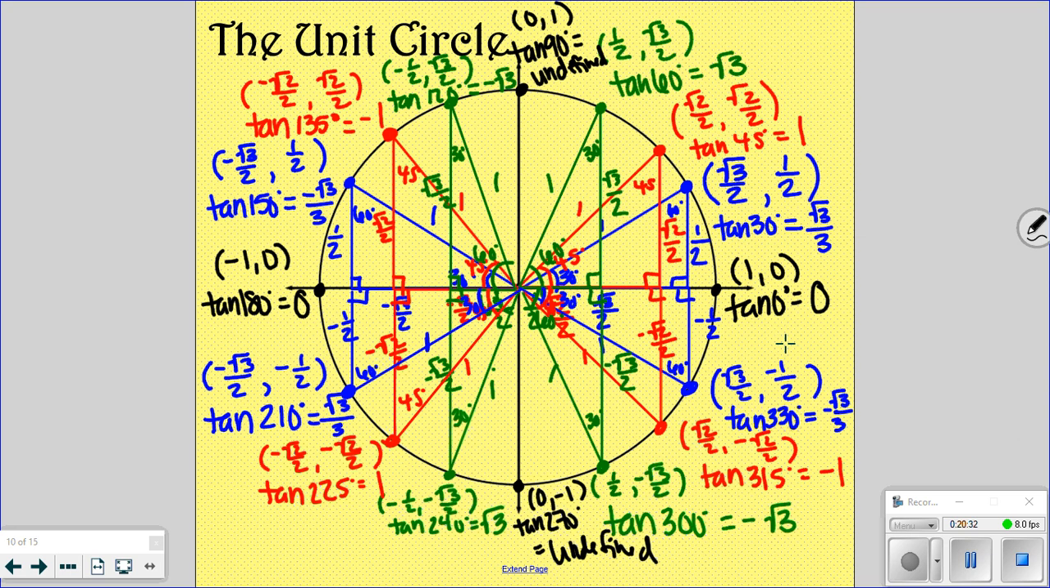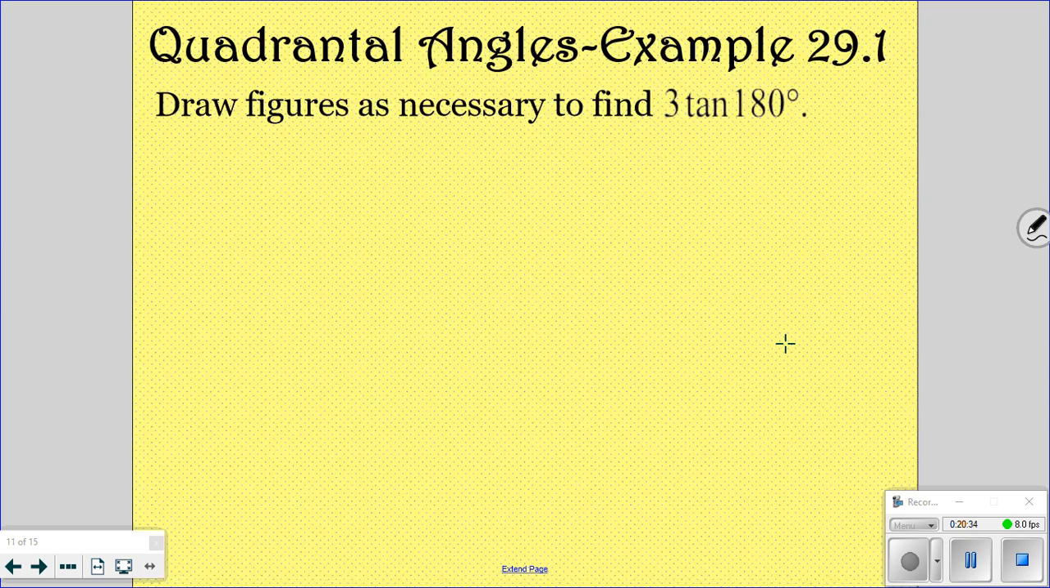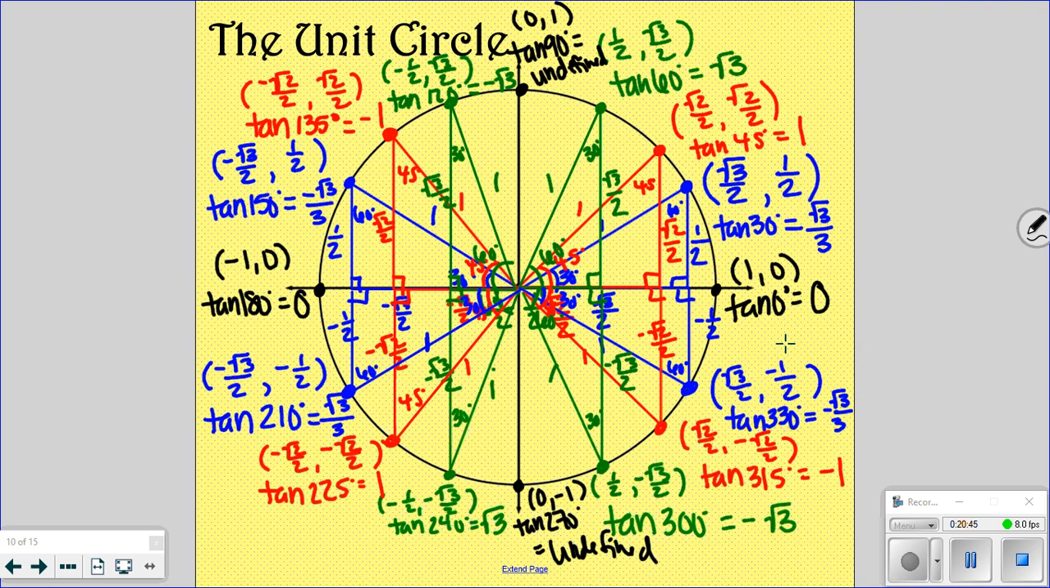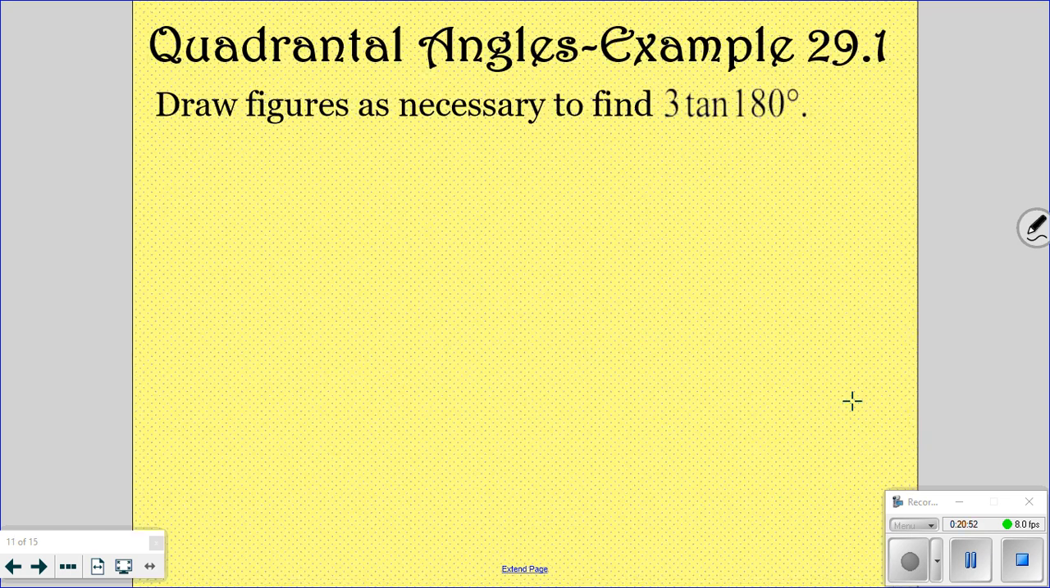So now we're going to practice using our unit circle. We're going to draw figures as necessary to find 3 tangent of 180. I'm wanting you to get to where you can visualize your unit circle instead of actually drawing this out. So let's look at our unit circle. It said the tangent of 180. Well, the tangent of 180 is 0. So 3 tangent of 180, tangent of 180 is 0, so 3 times 0 is just 0. So that would be your answer for that one.